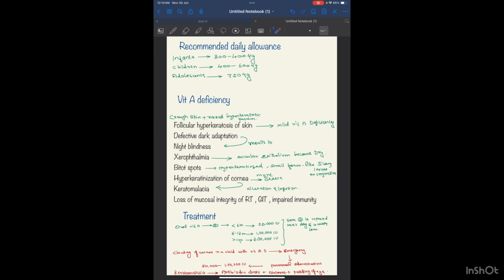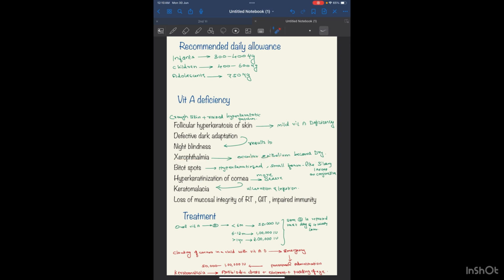So, vitamin A deficiency. What are the manifestations of vitamin A deficiency? Mild vitamin A deficiency manifests with follicular hyperkeratosis of the skin, that consists of rough skin with raised hyperkeratotic patches resembling goosebumps. Defective dark adaptation is one of the early characteristic clinical features of vitamin A deficiency, which often results in night blindness. The ocular epithelium becomes dry and causes xerophthalmia.